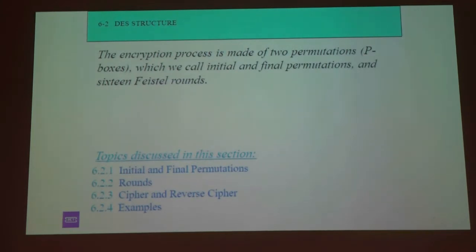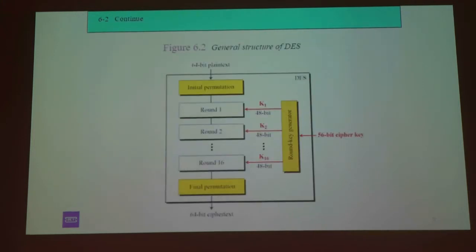All right, so the encryption process is made of two permutation boxes, which we call the initial and final permutations. Initial and final permutations. So the general structure is the following. We start with the key. What is the key size? 56 bits. Actually 64. But the 8 bits are for what? For parity. The real key, what is used, is 56.